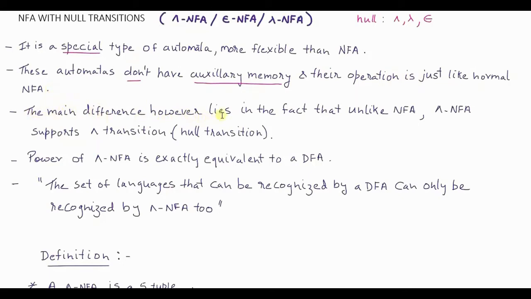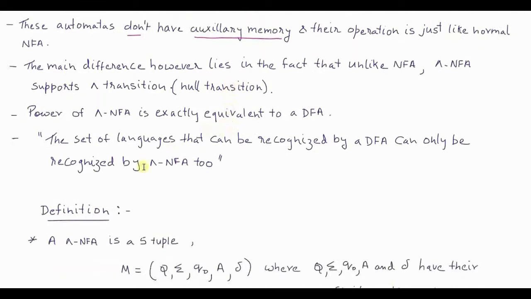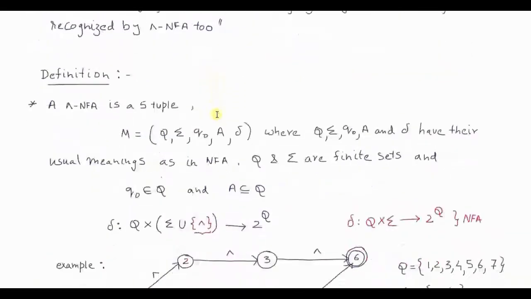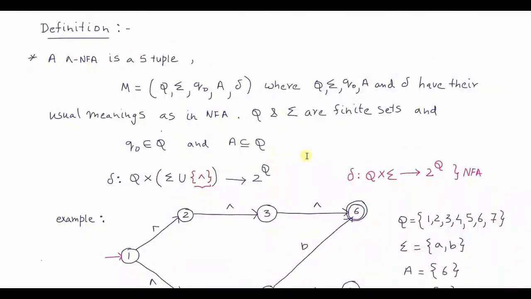The main difference lies in the fact that, unlike the normal NFA, the null NFA supports null transitions. There are some transitions which are made on reading the null symbol, which simply means transitions made on reading no symbol at all. So it is called a null transition. Now, the power of null NFA is exactly equivalent to that of DFA. The set of languages that can be recognized by a DFA can also be recognized by a null NFA. Now let us head on to the definition of this null NFA.